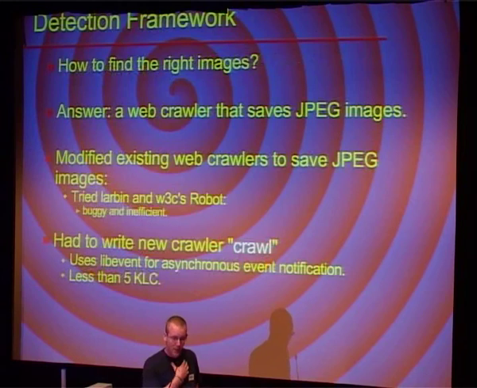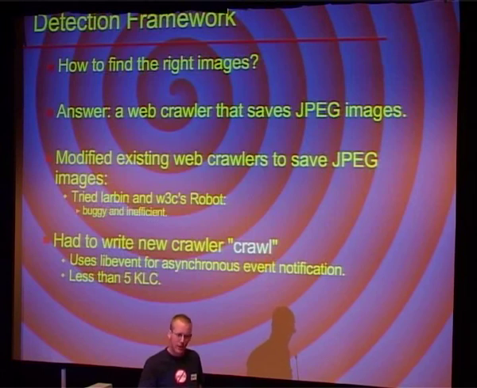Okay, now that we have answered how to detect steganographic content in images, the question still remains: now that we can do that, we need to find all these images that we can test. And the answer is obvious. You take a web crawler, and the web crawler saves JPEG images. Well, you'll be amazed how difficult it is to find a web crawler that saves JPEG images. I couldn't find a single one.